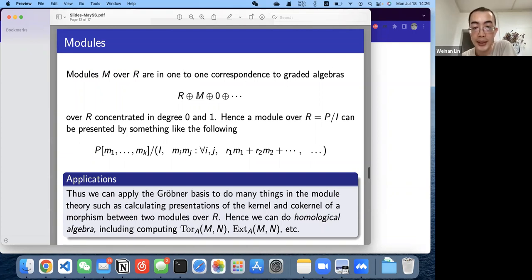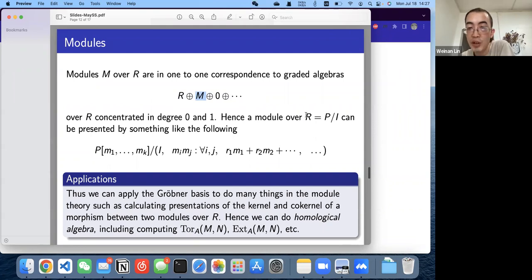something like this, R plus M plus zero plus zero over R, concentrated in degree zero and one. So this is a graded algebra, and the degree zero should be R, and the degree one is something, and then degree two and beyond are all trivial. Then all these graded algebras over R are in one-to-one correspondence to M. If you have such a graded algebra, then you just extract the degree one part, and that's exactly the module. So it's a one-to-one correspondence.